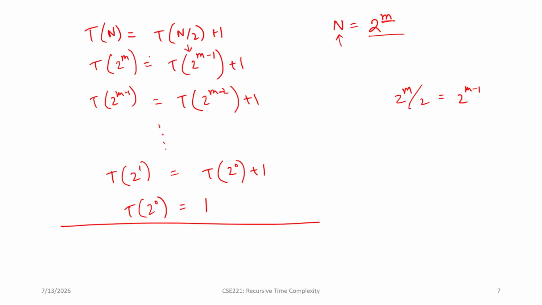Okay, now let's substitute again. All these will be cut down, so I'm not doing that again. On the left side, just T of 2 to the m remains. Now we know for sure how many lines are here. As the power of 2 goes from m to m minus 1, m minus 2, decreasing by 1 in each line and going down to 0, there are just m lines here. So that means we have m ones. So T of 2 to the m is equal to m.